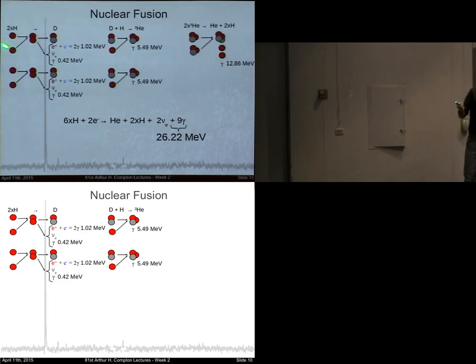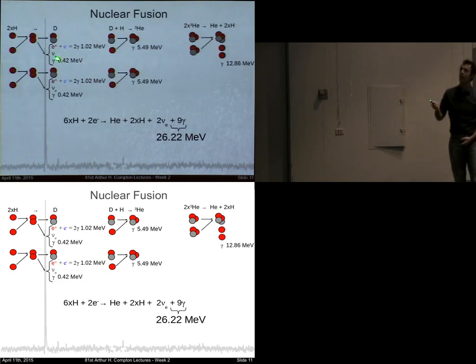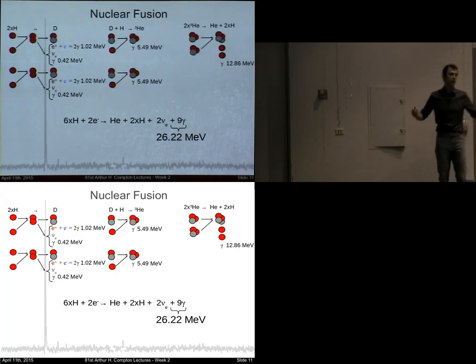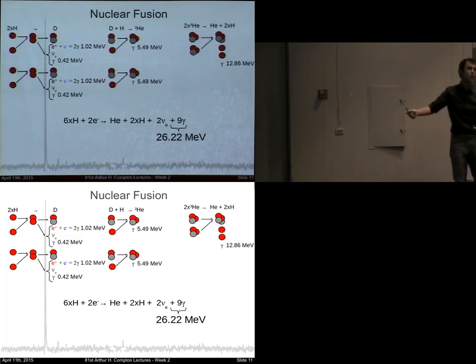So you started off with 1, 2, 3, 4, 5, 6 protons. You end up with one helium nucleus and two spare protons. And in each one of these steps, you get energy out. This is the fusion reaction happening right here. You take two things, you put them together to make something heavier, and you get some energy out. And that energy helps sustain the reaction.